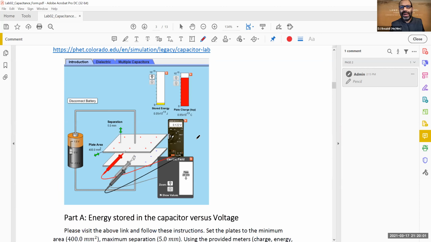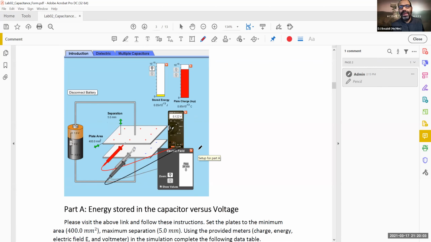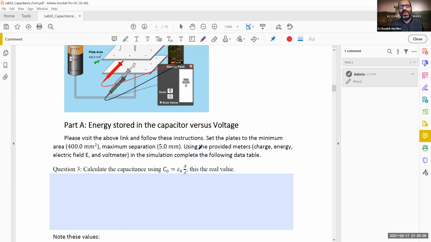Anyway, we're going to go there and start doing this. The first thing here is to calculate the capacitance. This is what they want you to do. They want you to set the minimum area to 400 millimeters squared and make the separation 5 millimeters between the two plates. And you're supposed to calculate C naught, how much the capacitance is supposed to be at this point.